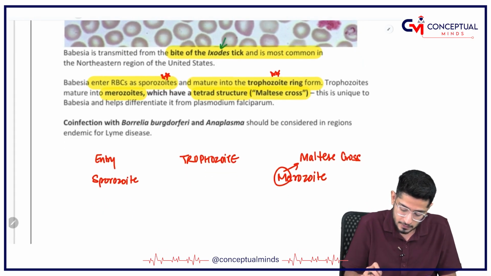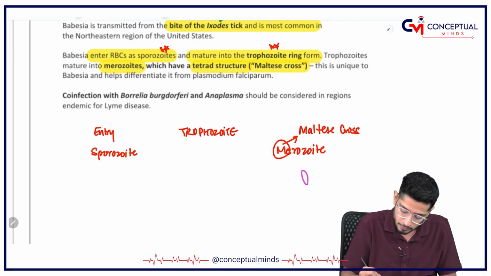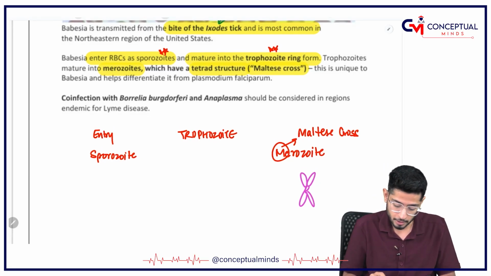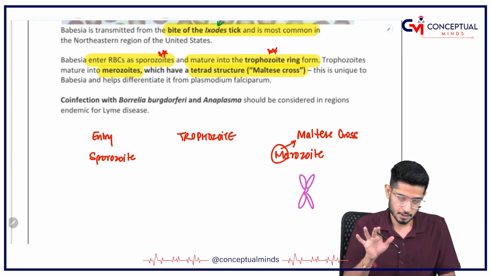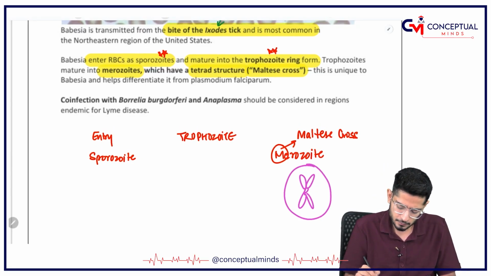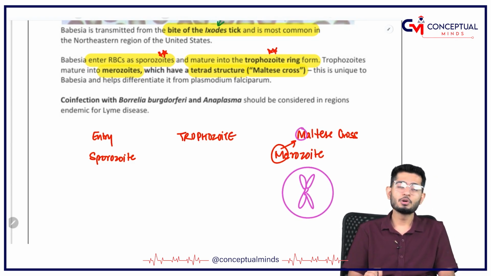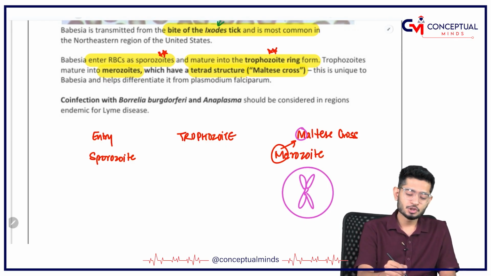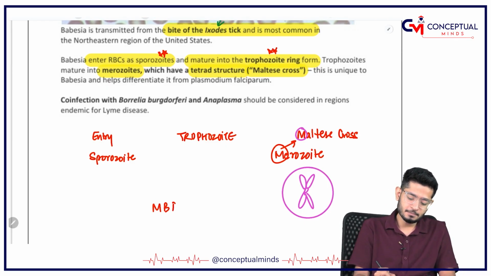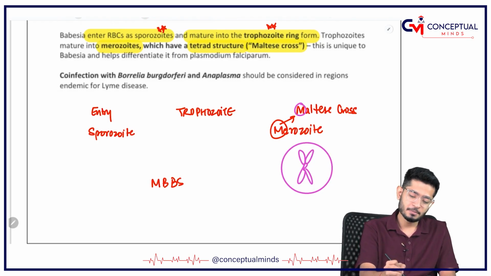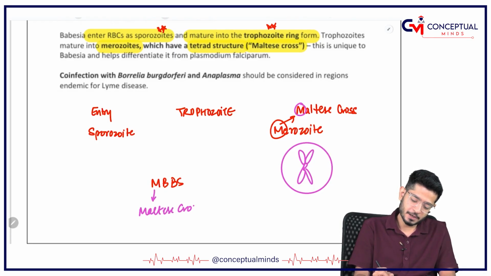Okay. So if I just make a small diagram for you, this is how the Maltese cross looks. And this is unique. Otherwise, it is very similar to falciparum, but the Maltese cross is unique to Babesia. So which course are you doing? MBBS. Please remember, M for Maltese cross and B for Babesia.